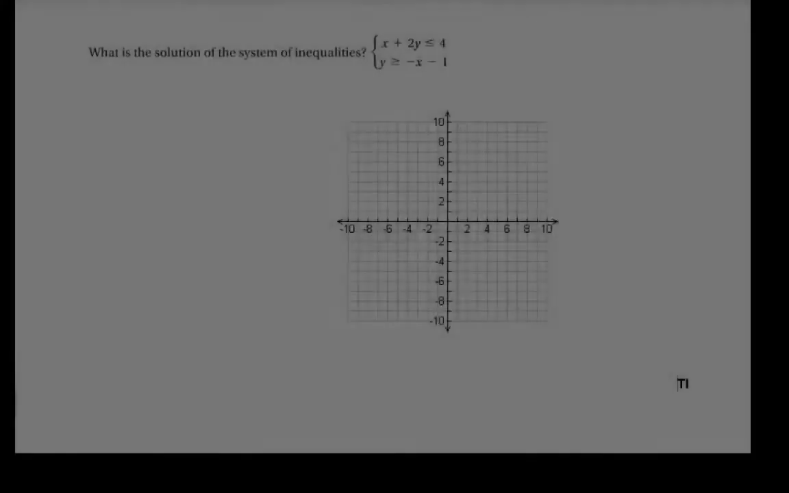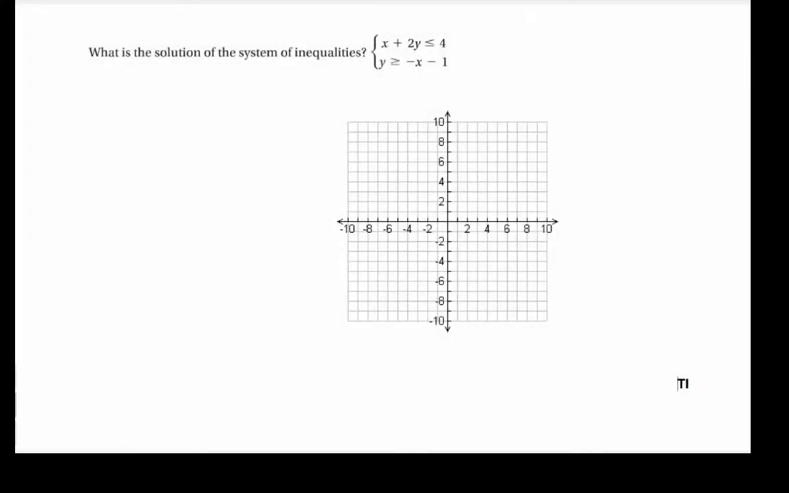All right, so what is the solution of the system of inequalities x plus 2y less than or equal to 4 and y greater than or equal to negative x minus 1? We're going to do this by hand, and then I'm going to show you how to do these on the calculator. So our first equation doesn't have y isolated, so let's go ahead and do that. So we'd have y less than or equal to negative 1/2 x plus 2.